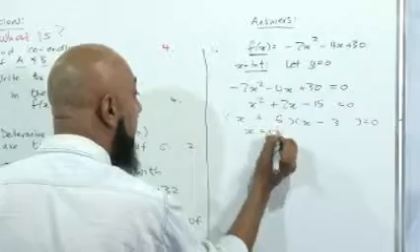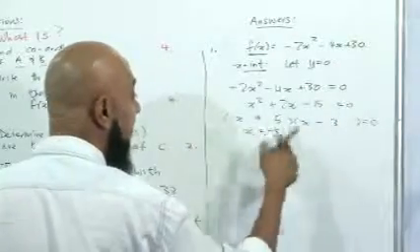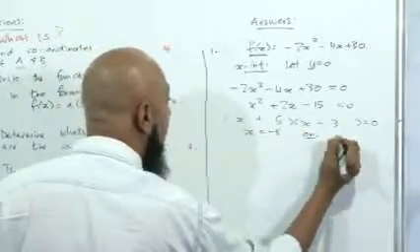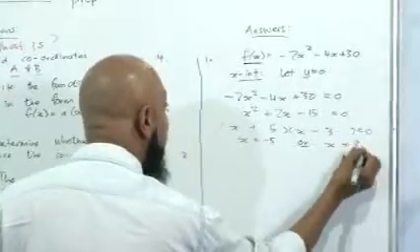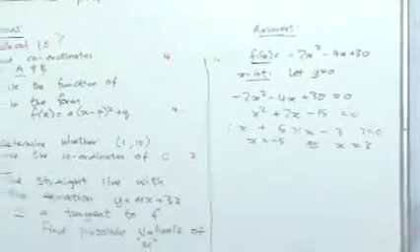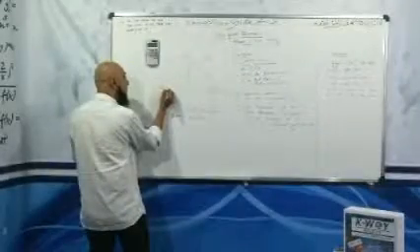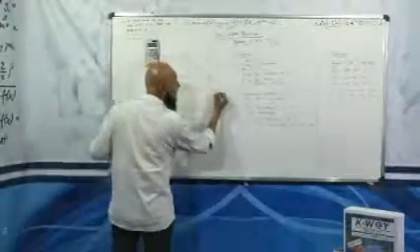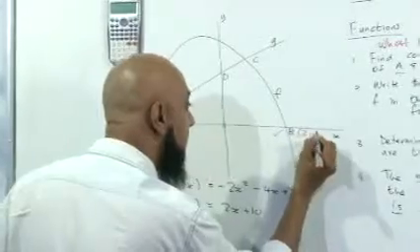x plus 5 will equal to 0. x will equal to minus 5. Or x minus 3 equals to 0. x is equal to plus 3. So there we go. x is equal to minus 5. So obviously the first point here would be minus 5 and 0. And B would be 3 and 0.